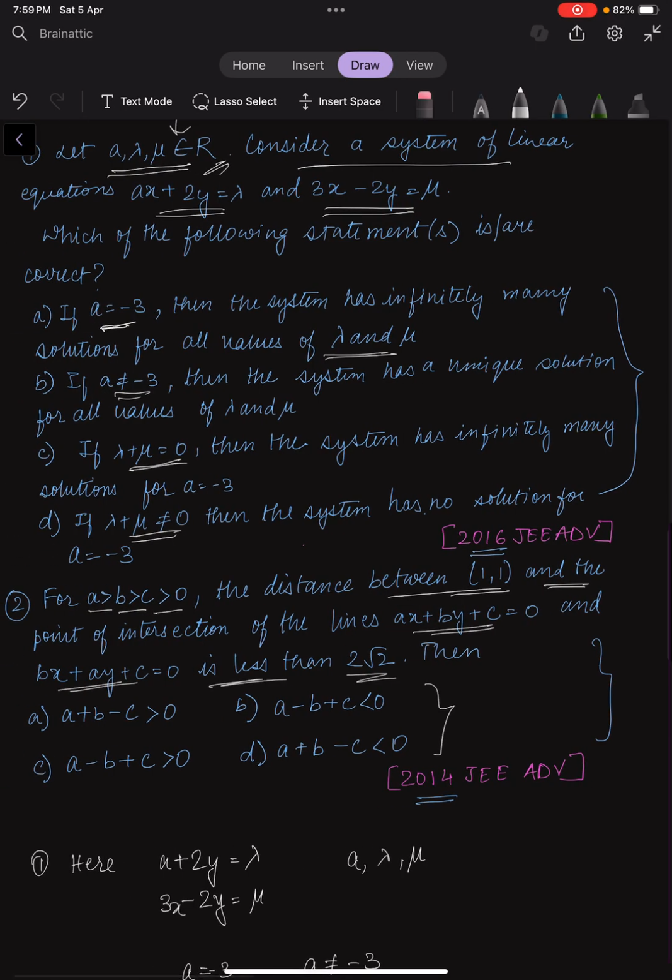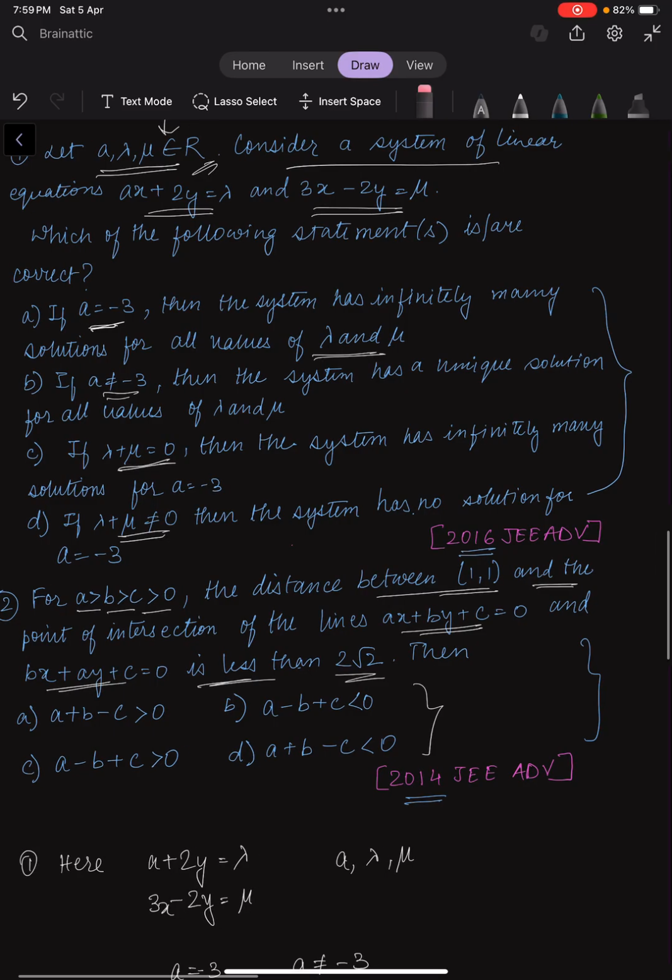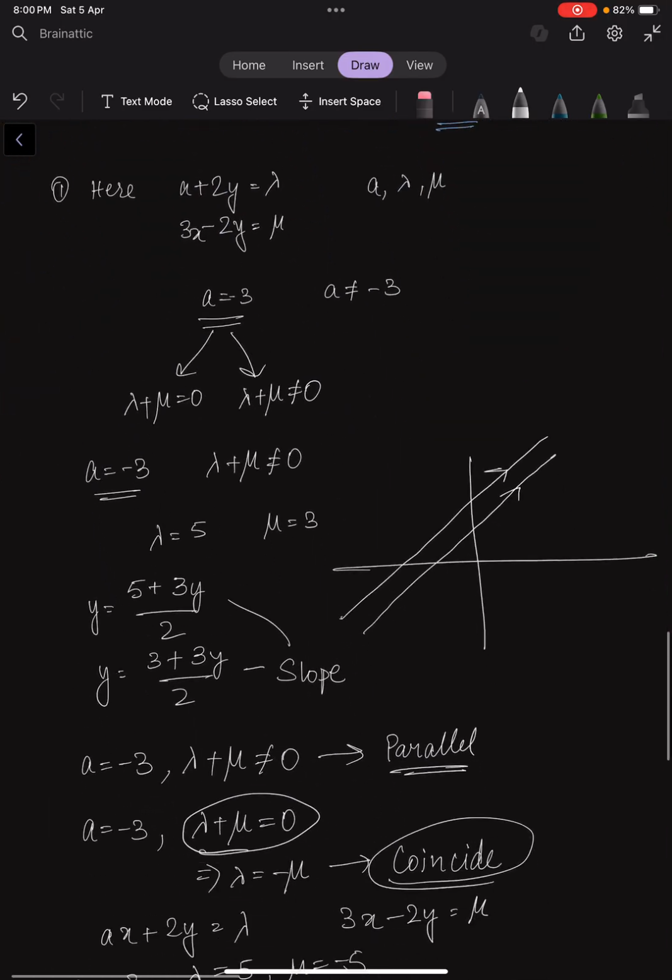We have found that option B is correct, option C is correct, and option D is correct. So when lambda plus mu is not equal to 0, they have no solution. When it is equal to 0, they completely coincide and they have infinite solutions. And when a is not equal to minus 3, then they have a unique solution. So options B, C and D are correct.